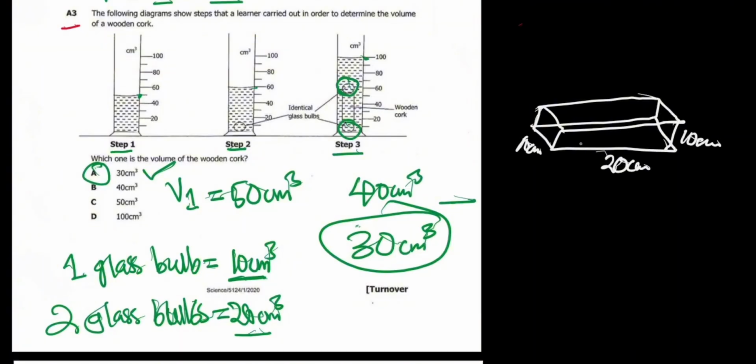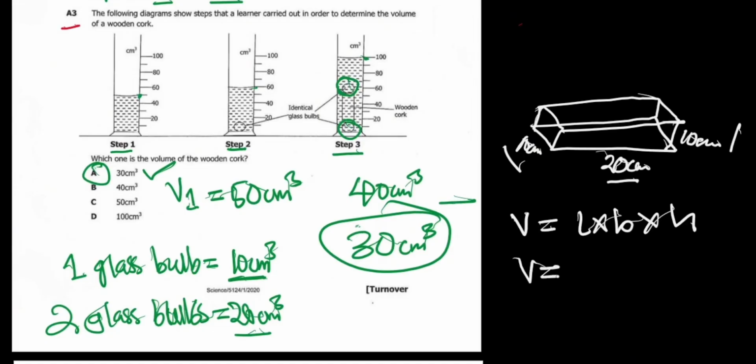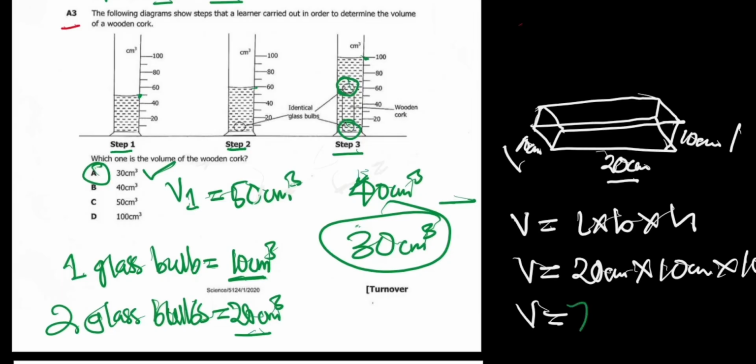To find the volume of this regular object, all you have to do is use the formula volume is equal to length times breadth times height. So this is the length, this is the breadth, and this is the height. So you're going to say volume is equal to, the length is 20 centimeters, the breadth is actually 10 centimeters, and the height is also 10 centimeters. So the volume is going to be 2000 cubic centimeters. So that is going to be your volume.